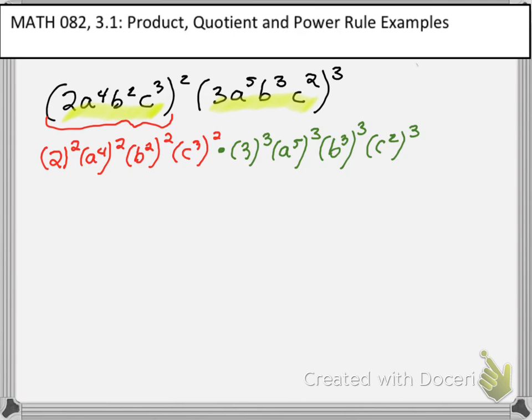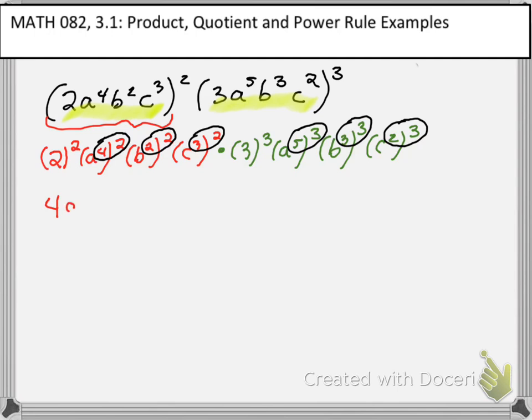What I would do next is I would actually evaluate or simplify these expressions. So 2 squared becomes 4. Okay, all of these others are examples of the power rule. So what do we need to do with all of these exponents here? We need to multiply them.